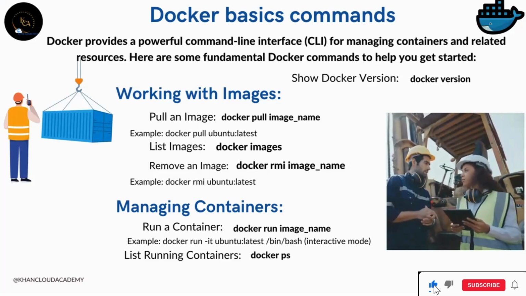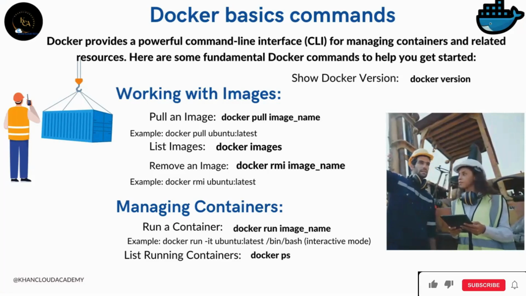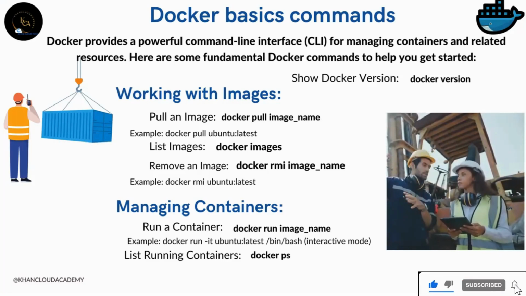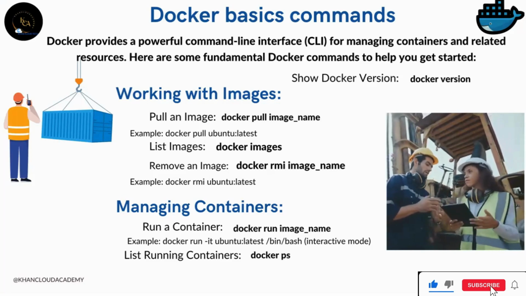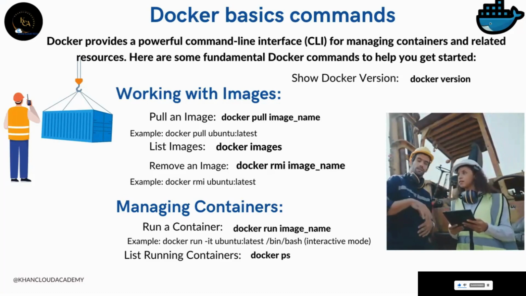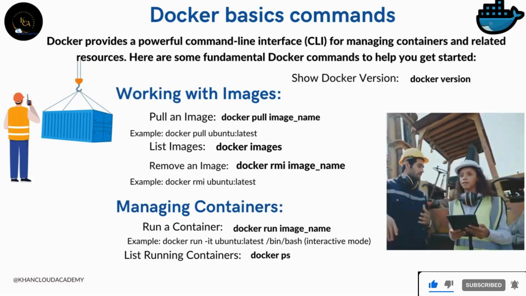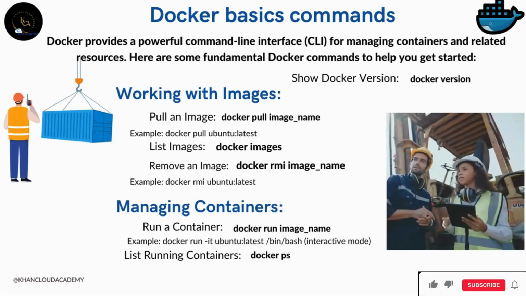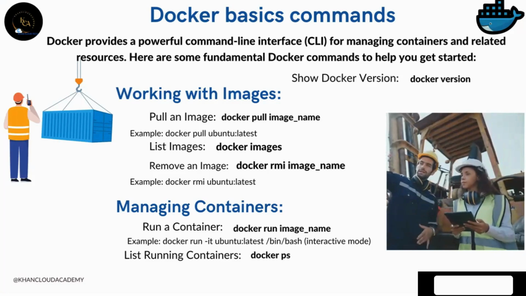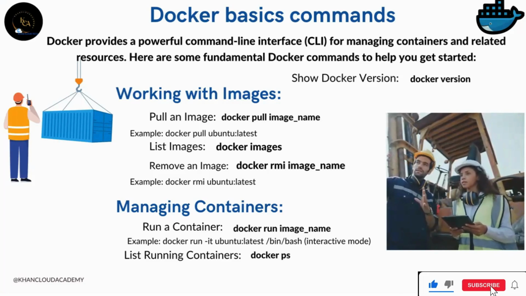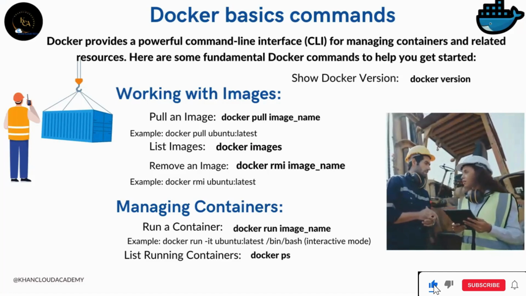Managing containers. To run a container, docker run image name, and it will start running. Suppose you build the container, we will do that in our sessions. Running in interactive mode is very important. Docker run -it, then your image name, then /bin/bash. You will go to the shell and act just like you're working on any Linux machine console, or you can say the terminal. To list running containers, you use the docker ps command.